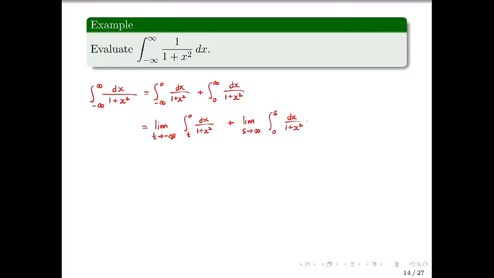Then, we evaluate the definite integrals that we see here. But dx over 1 plus x squared, if you integrate that, it's just your arctangent, correct? So in here, we'll just have the limit as t approaches negative infinity. Quantity. We have the arctangent of x evaluated from t to 0. Then for the other side, it's the same, but the limit is different. This is still arctangent of x, and then the limits of integration will be 0 to s.